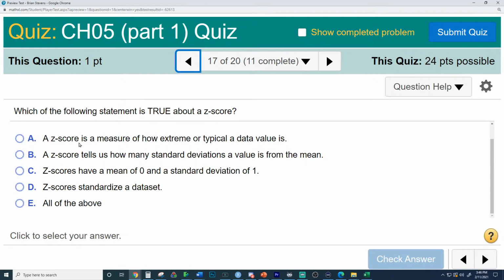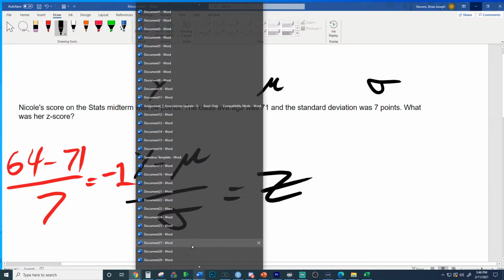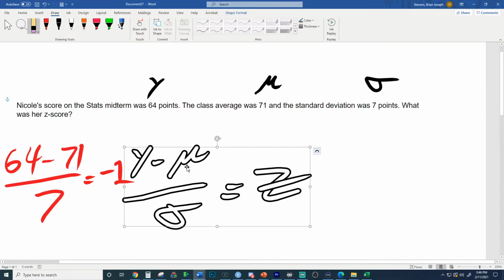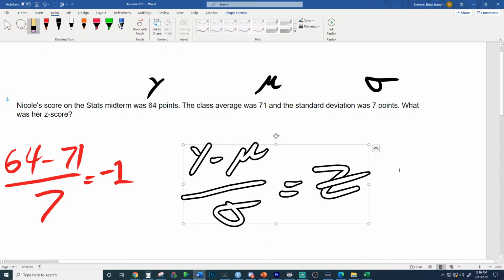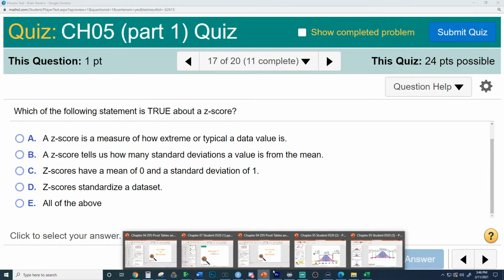So the z-scores are showing us this is true. A z-score tells us how many standard deviations a value is away from the mean. And we were just showing that literally moments ago with the z-score formula. It's how many standard deviations a value is above or below the mean. That is very, very true. Z-scores have a mean of 0 and a standard deviation of 1. That is 100% true also.